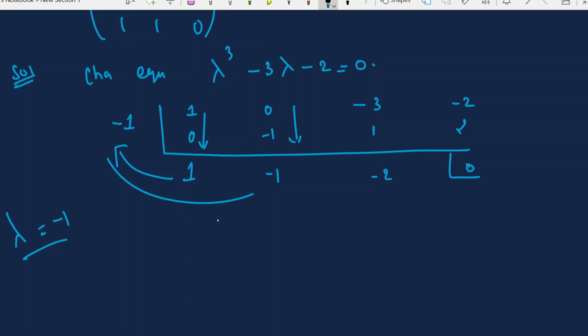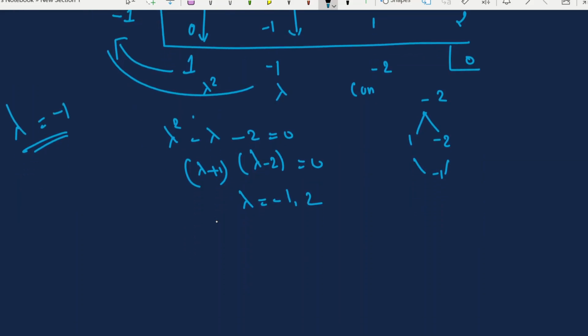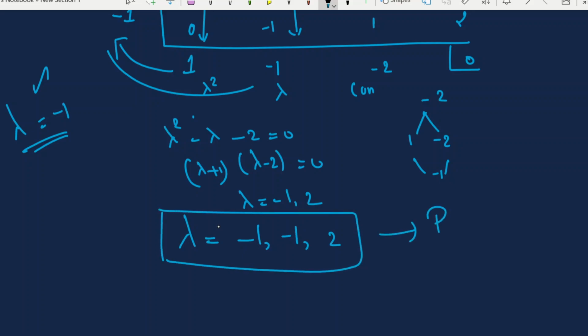Lambda equals negative 1 is one of the values, and for the second, this is the constant, this is lambda, and this is lambda square. So lambda square minus lambda minus 2 is equal to 0. Product minus 2 and the summation negative 1: 1 into 2. So lambda plus 1, lambda minus 2 is equal to 0. Lambda is equal to minus 1, 2. So our eigenvalues are: one eigenvalue is already negative 1, so lambda is equal to minus 1, 2. So here also we got a repeated eigenvalue.